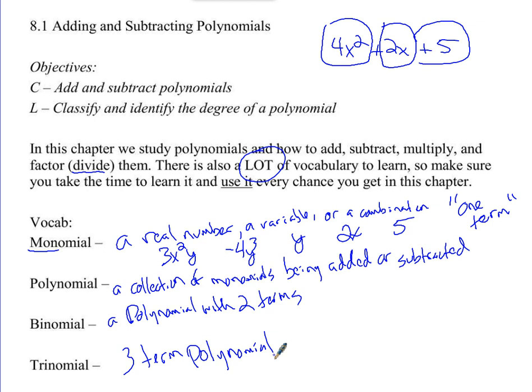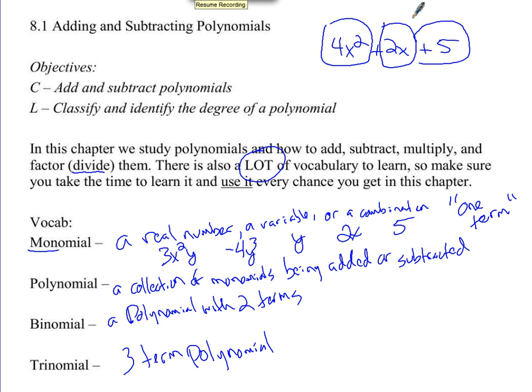Those are the only 2 special terms that we have for polynomials. Well, there's 3 actually. Monomial, 1-term polynomial. Binomial, a 2-term polynomial. And trinomial, a 3-term polynomial. Anything more than 3 terms, and we just call it a polynomial. There's no special words for any of those anymore.